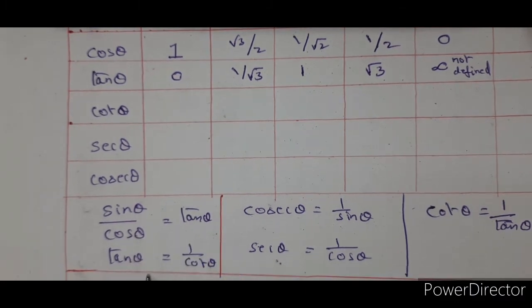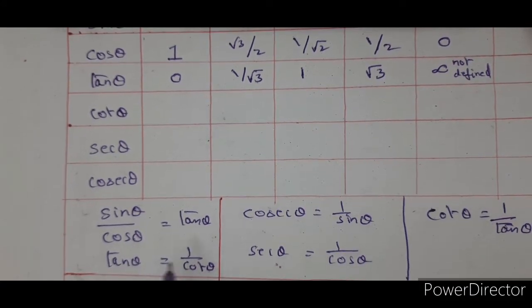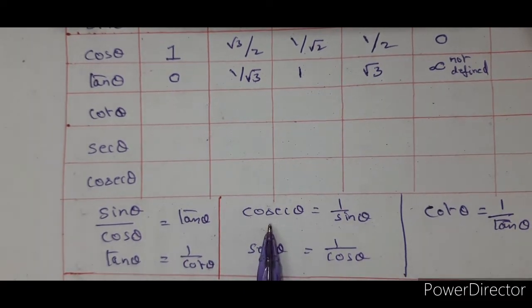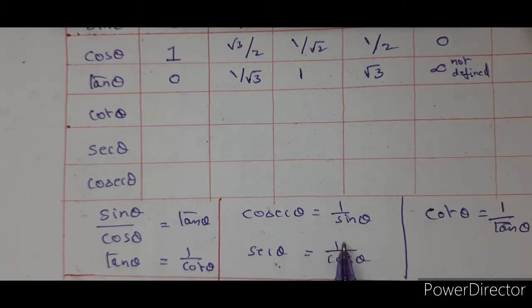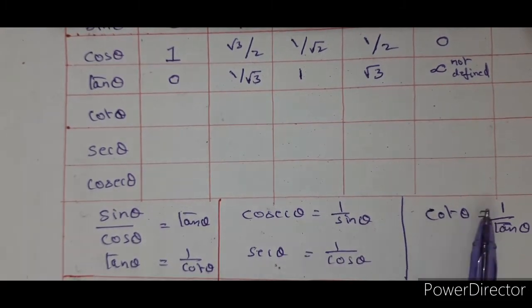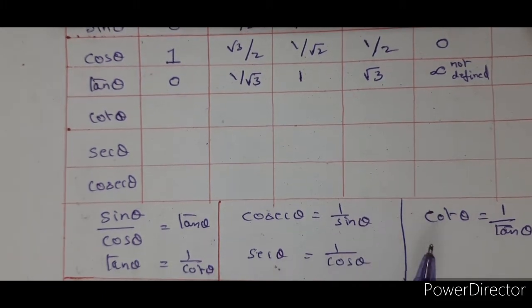Also previously we have already seen that tan and cot are reciprocals of each other. Tan theta is equal to 1 by cot theta, or cot theta is equal to 1 by tan theta. And let me remind you these relations: cosecant theta is equal to 1 by sin theta, secant theta is equal to 1 by cos theta, cot theta is equal to 1 by tan theta. Using these things, now let us fill the table.